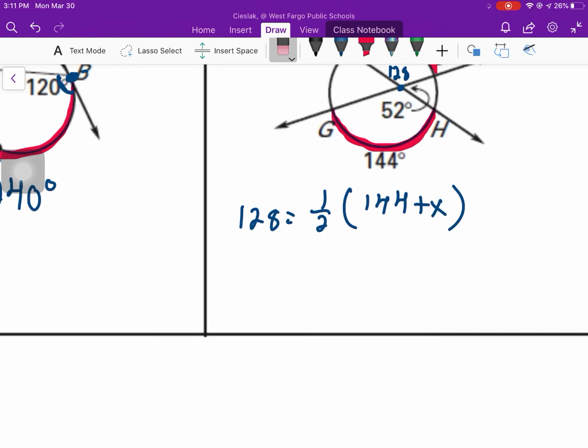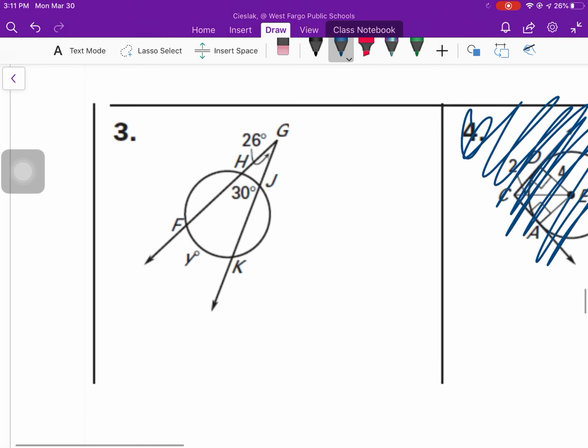I'm going to multiply both sides by 2, because then this 1/2 and 2 are gone, which is going to give me 256 is equal to 144 plus X. I'm going to subtract 144, and we would get that X is equal to 112 degrees. Okay, not too bad. Got one more here. We're not going to do number 4, so go ahead and scribble that one out.